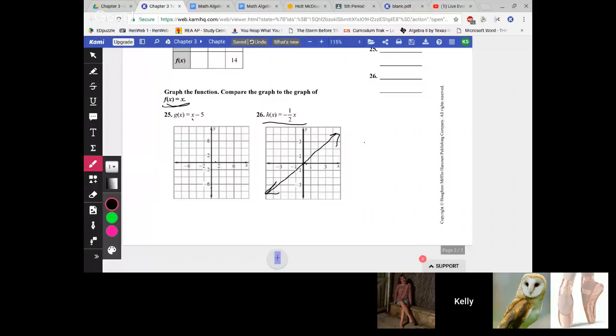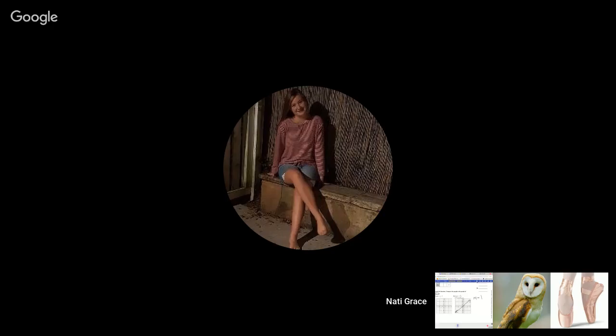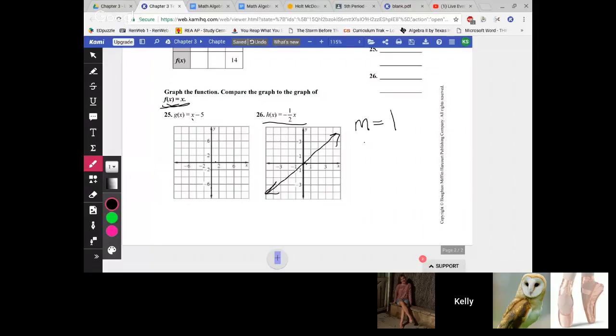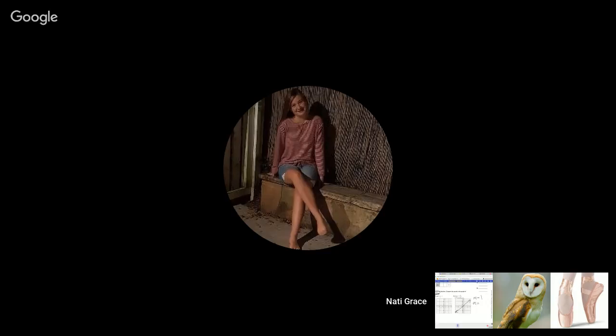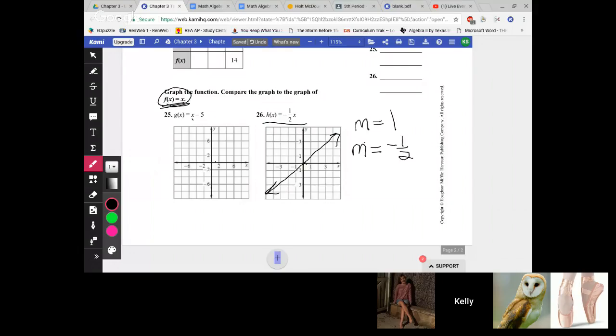But the slope is different on this one. The slope of the parent graph, what did we agree that it was? On the parent graph, it's 1. And somebody said, what is the slope for the graph for number 26? -1/2. So the slopes are different.